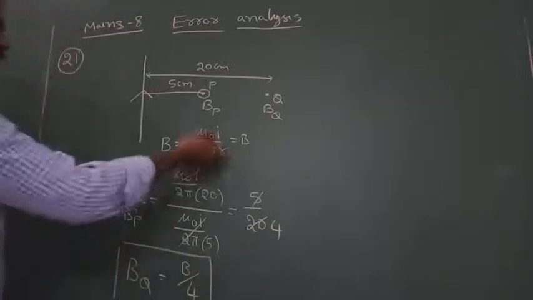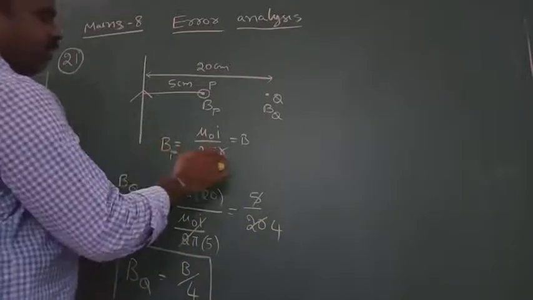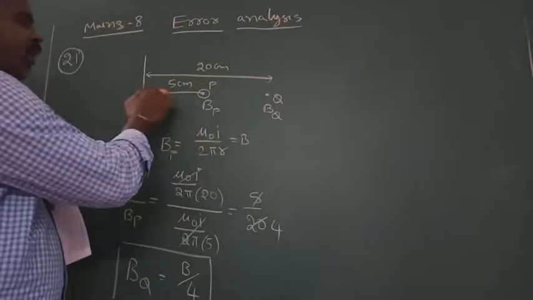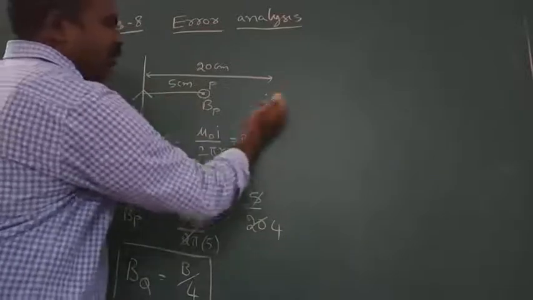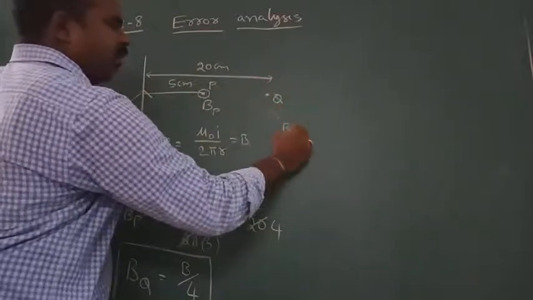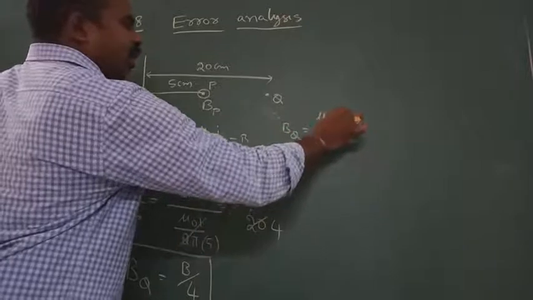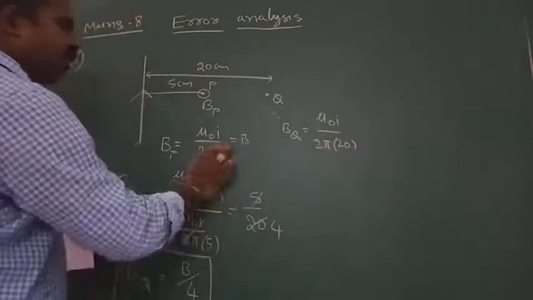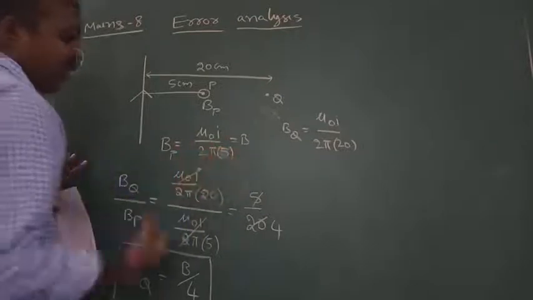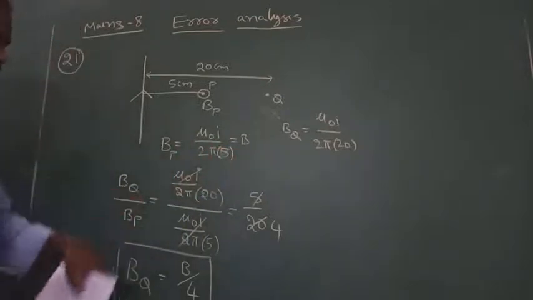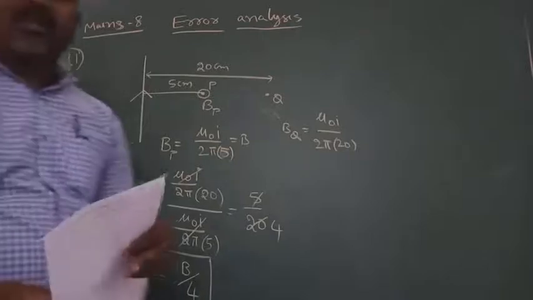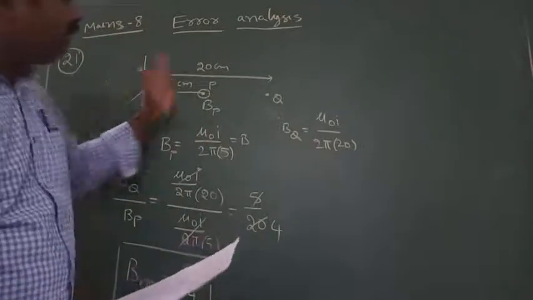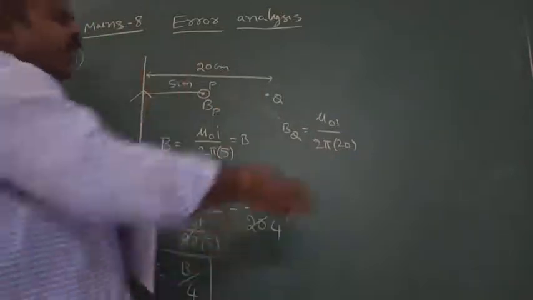BP is given as B, that is equal to mu naught I by 2 pi into r, which is 5. B at Q is equal to mu naught I by 2 pi into 20 centimeters, instead of r being 5 centimeters. So BQ by BP is B by 4. Then the magnetic field induction at 20 centimeters from the wire is B by 4.